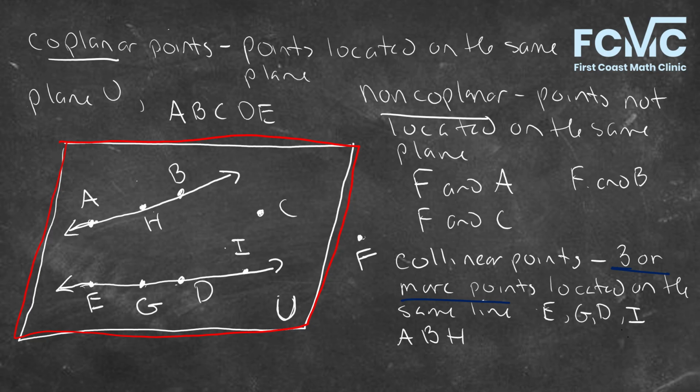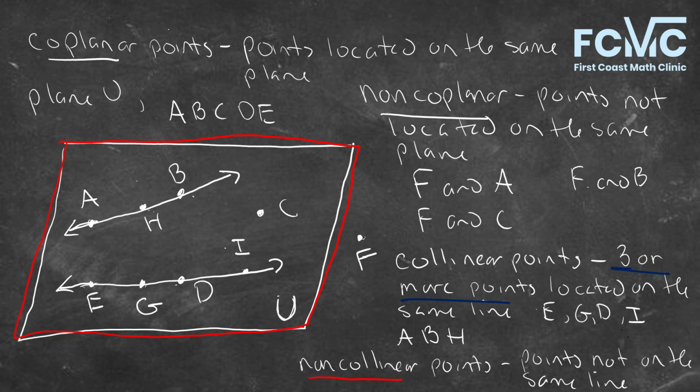Now, if collinear points are 3 or more points located on the same line, we can describe like point C in relationship to A, H, and B as non-collinear points. And our non-collinear points are basically points not located on the same line. So let's find some non-collinear points here. So what if we do maybe G, B, and C? There's not one straight line that we could draw through those 3 points. So G, B, and C are going to be a set of non-collinear points.